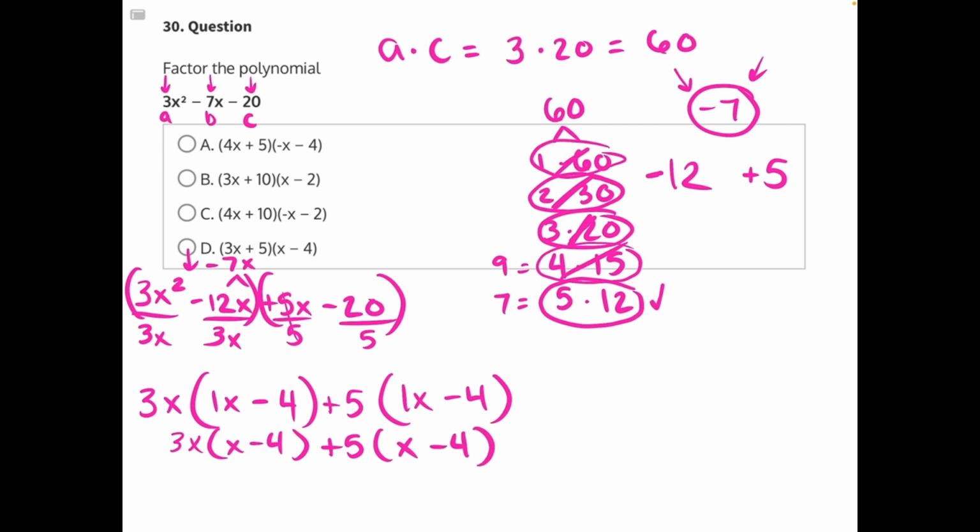So now we can see that we have 2 matching binomials here, and that is going to be our second binomial in our factored form of this polynomial. And then our first binomial in this factored form is going to be the combination of the 2 factors we pulled out, right? So 3x plus 5. So the factored form of our polynomial is 3x plus 5 times x minus 4, which matches answer choice D.